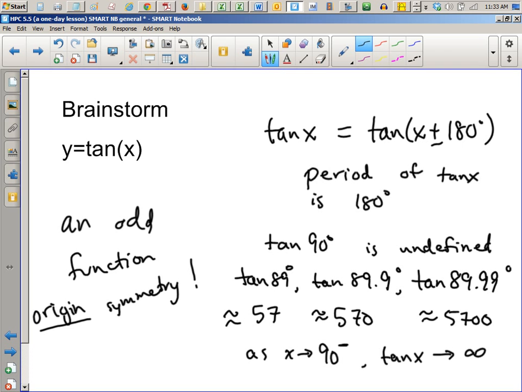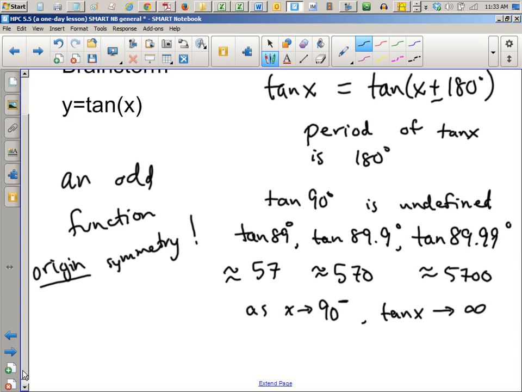Oh, maybe we could write down the domain and range real quick. Do you guys still have those tables? Take a look at your tables. Domain and range. What was our domain? Yeah, theta does not equal, right? 2k plus 1 times pi over 2.